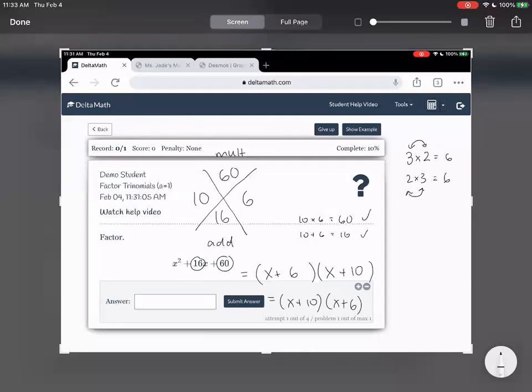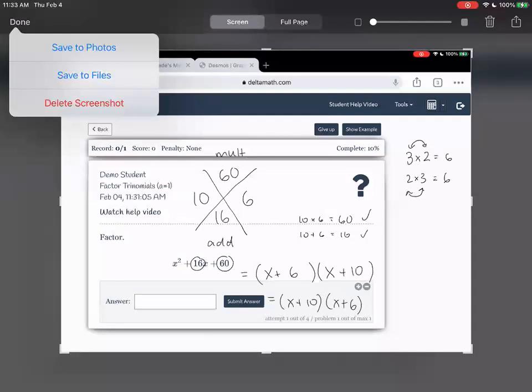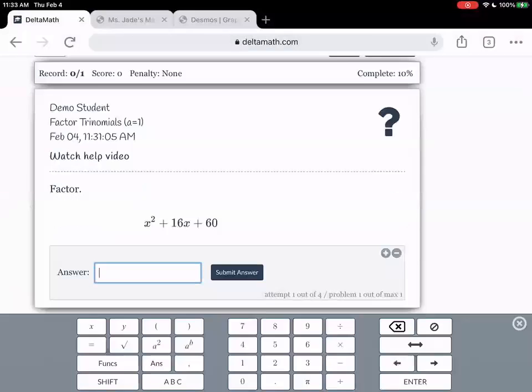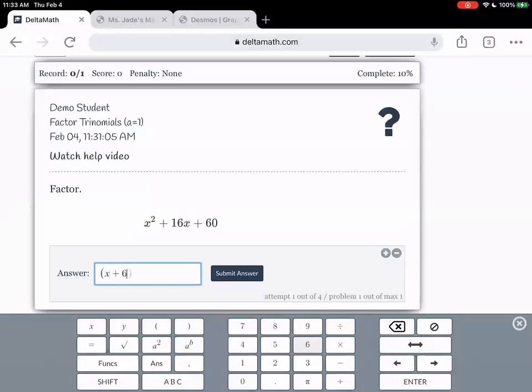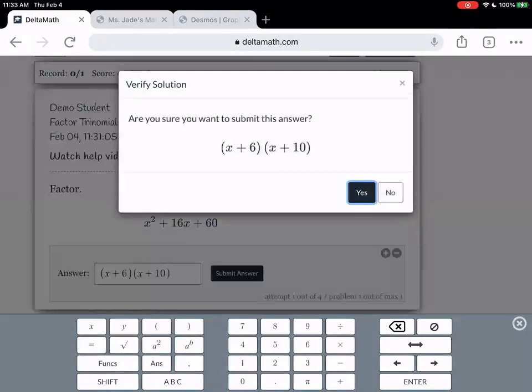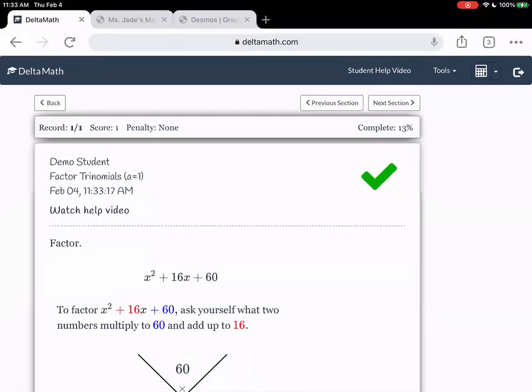So let's go ahead and enter that in. X plus 6, x plus 10. All right, submit. Okay.